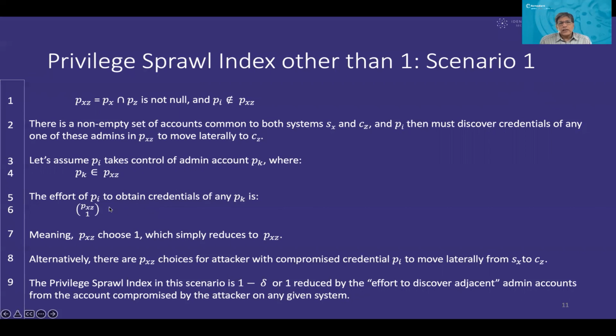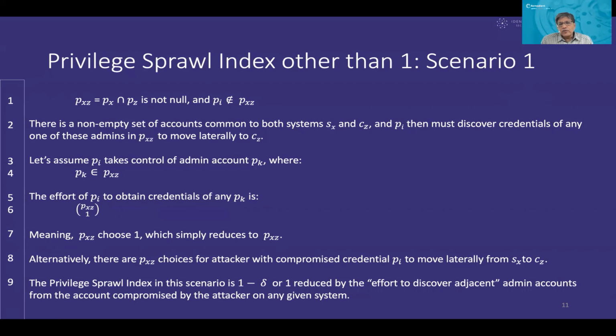Now, let's look at what it means. The effort to obtain this PK is what we call PXZ choose 1. That's line 6, or in English, PXZ choose 1. So essentially it reduces to PXZ. So if there are 5 accounts, for example, in the intersecting set, I only need to find one of them in order for me to move laterally to the next system.